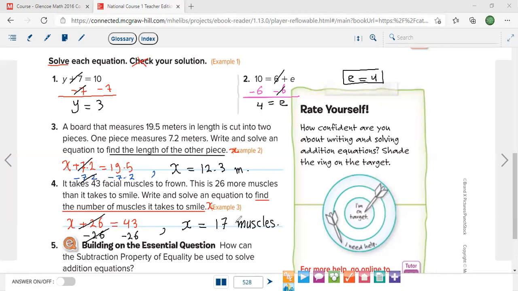So why don't we smile? Since we are using fewer muscles while smiling than while frowning.